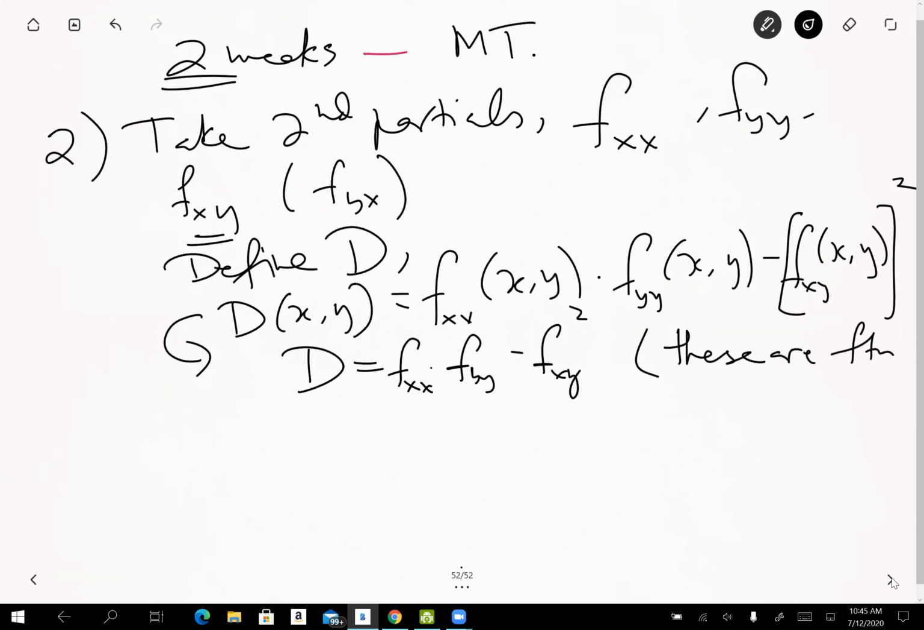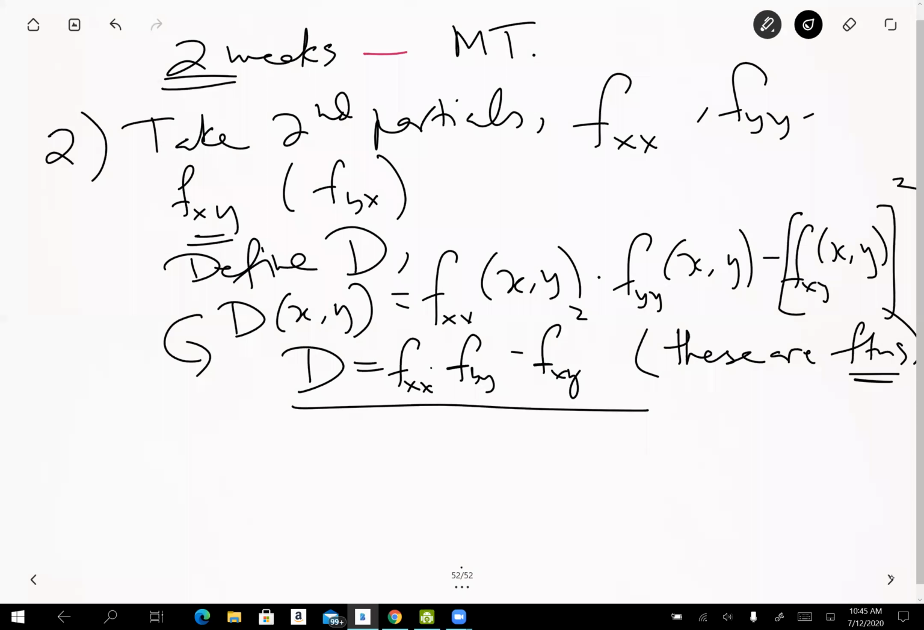Okay? So we know that they're all functions. You don't have to write it in the longer form. Just write it here. And in this form, it's easier to remember. You know, what is D? D is fxx multiplied by fyy minus fxy squared. So here, easier to remember.